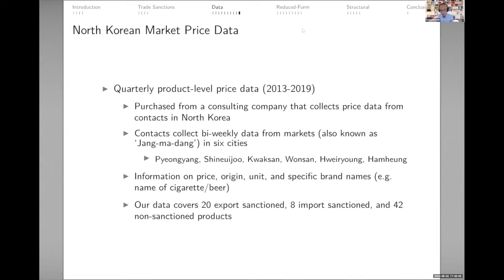So market price data we purchase from a company. It collects biweekly data from the markets. We're going to aggregate that at the quarter level. So we have information about the price, the origin, also the specific brand names. Our data is going to cover 20 export sanctioned products, 8 import sanctioned, and 42 non-sanctioned products. And we're going to try to see how, before and after the sanctions, the price of these products changes, to provide some additional insight into what's happening in North Korea's markets with the UN trade sanctions.